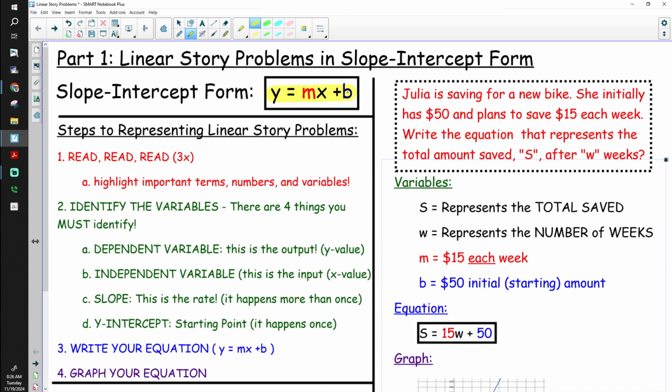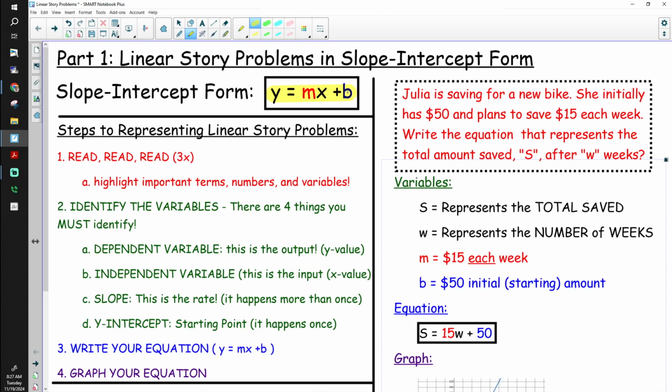Julia is saving for a new bike. She initially has $50 and plans to save $15 each week. Write the equation that represents the total amount saved, S, after W weeks. Now I'm going to go back and highlight what's going to be most important to me. So Julia is saving for a new bike. Okay, that's the context, but it's not going to help us write the equation. She initially has $50. That's important.